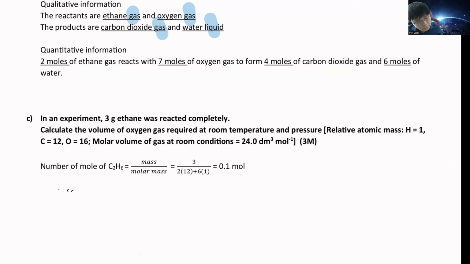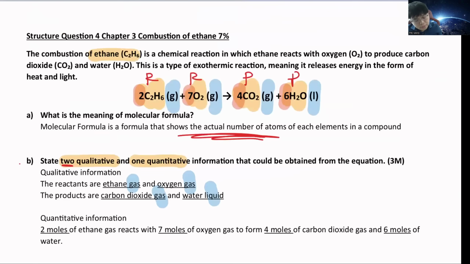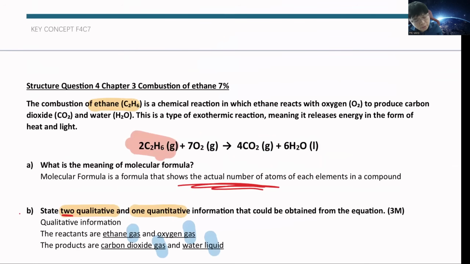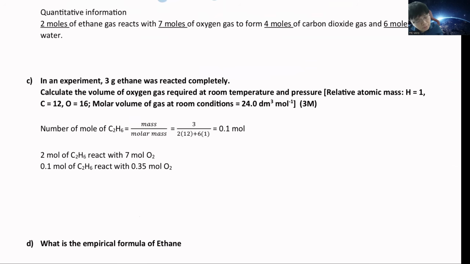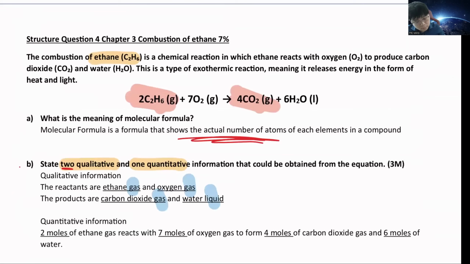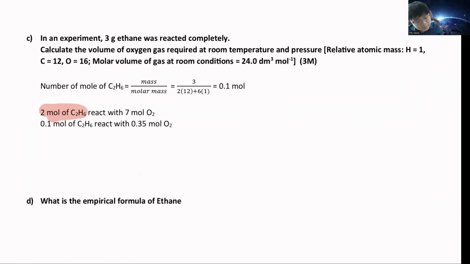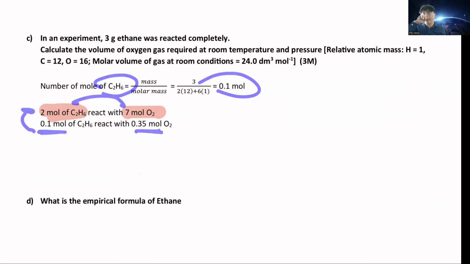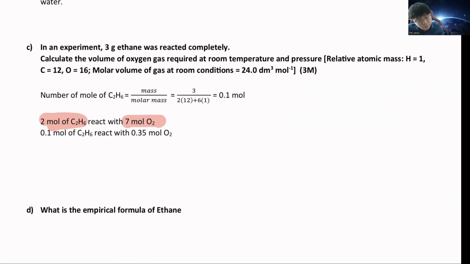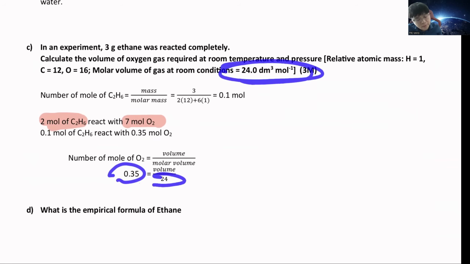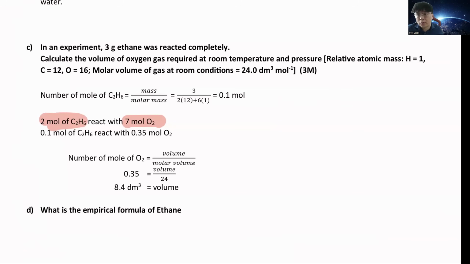Then after that, from the equation, what do you see? You look at this equation now, ethane and carbon dioxide gas, the ratio is 2 to 4. They ask for oxygen, so the ratio is here, 2 and 7. So 2 mole of ethane is able to produce 7 mole of O2. Now my ethane, I got 0.1. So divide by 2 times 7, I get 0.35. Once you have 0.35, you need to calculate 0.35 times the molar volume 24. You'll get the volume is 8.4 dm cubed.